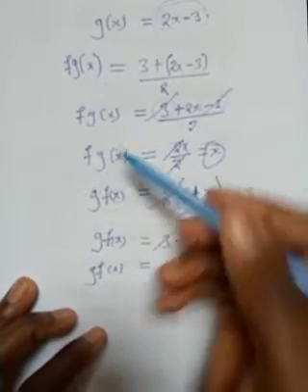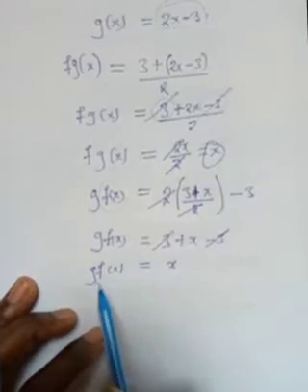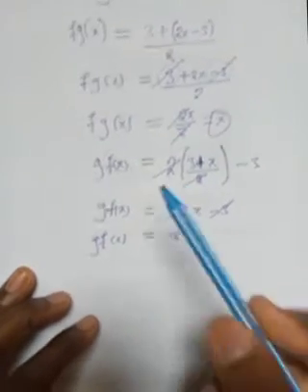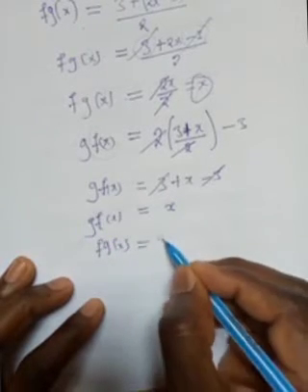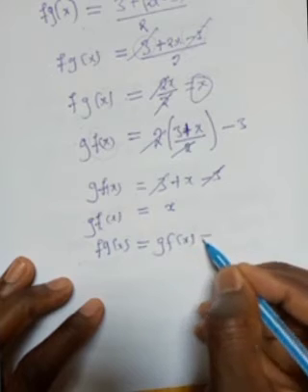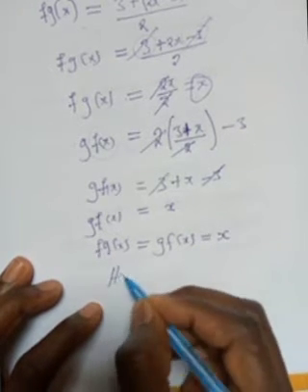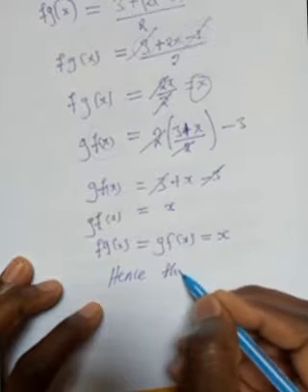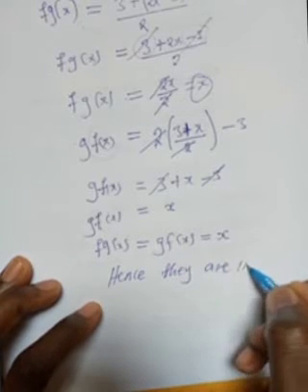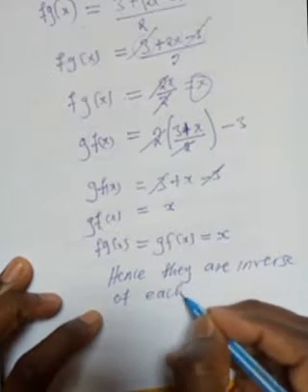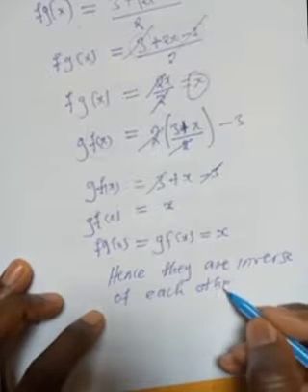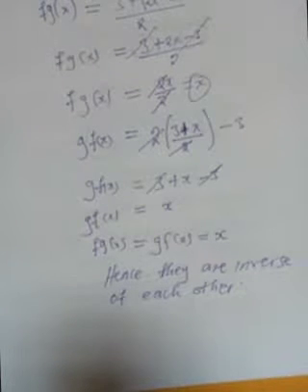Since for f of g of x we are getting x, and for g of f of x we are also getting x, this shows that f of g of x is equal to g of f of x, giving us x as the common answer. Hence, they are inverse of each other. As simple as that. This is how you prove that two functions are inverse of each other.